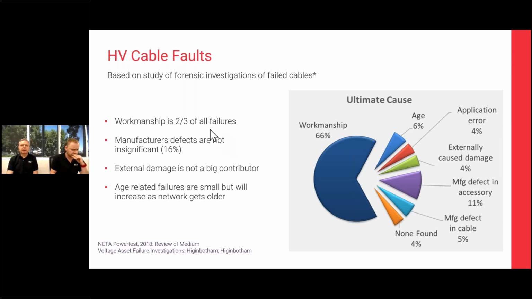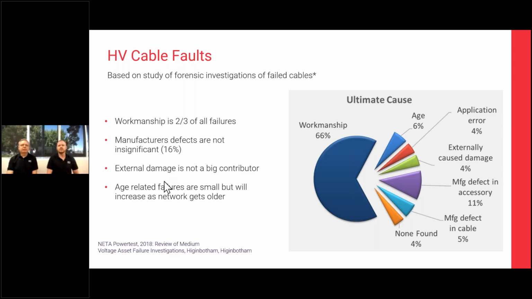There's 16% of that. So of course, the whole asset management approach is buy good quality stuff, get it put in well, manage it through its asset life, and then dispose of it well. So that whole asset life approach is significant here. Buy the right things, and make sure your jointers and installers are well trained. The external damage was actually relatively minor, so the JCB or whatever digging into a cable is not as big a thing.